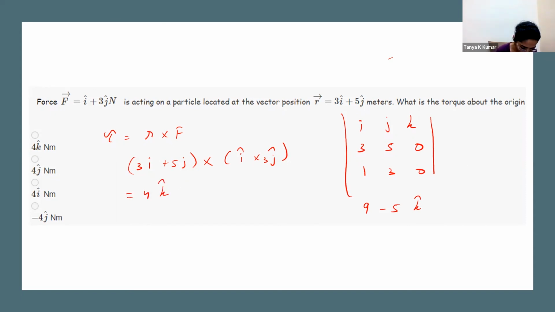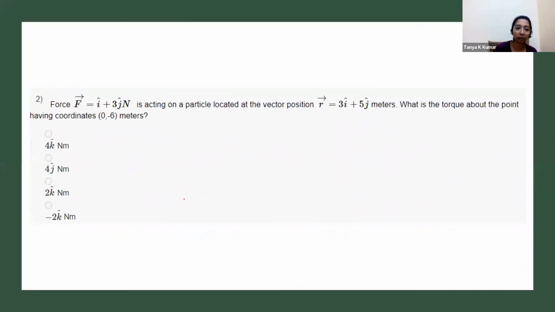That is 4K, the first one. So units are important: 4K Newton meter. Now, they've asked you to talk about the origin. So the R vector was the position 3I plus 5J minus 0, 0. So when you have it about any other point, you have to consider that. So your torque is R, so this R minus the point. I'll just take it as P minus the point. That is your R vector cross F.